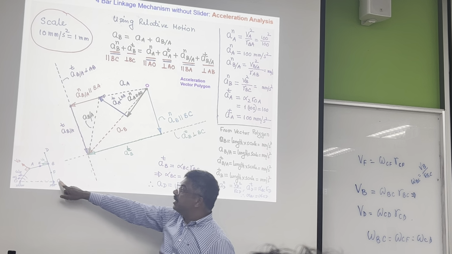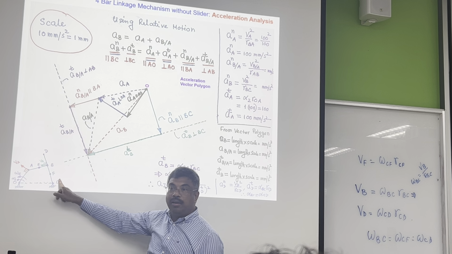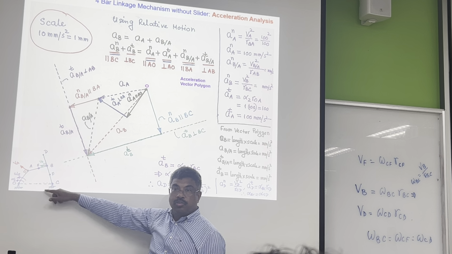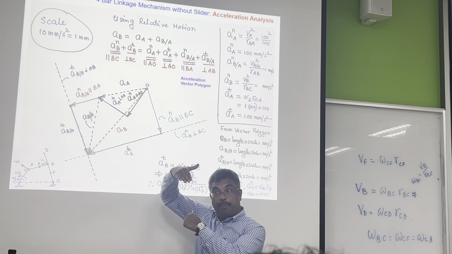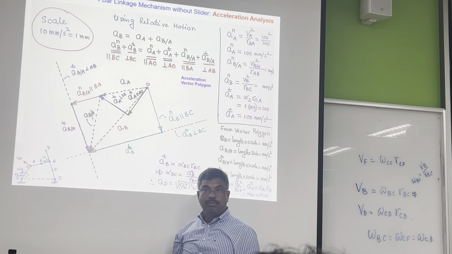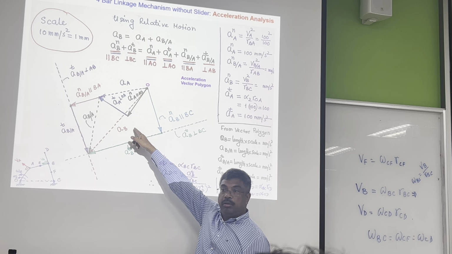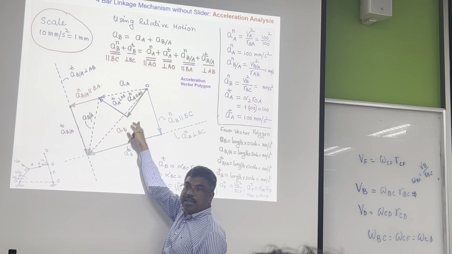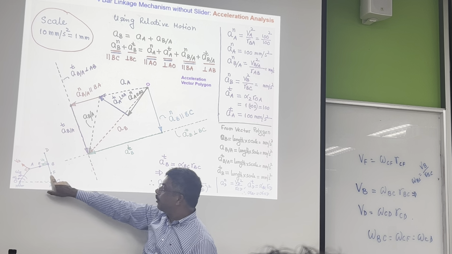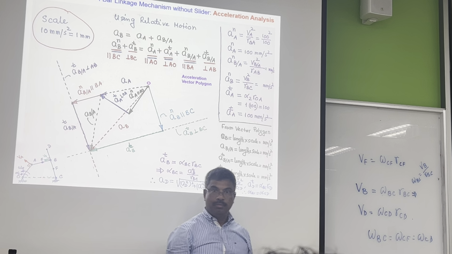And then your tangential component will be alpha BC. Remember that? Because your tangential component will be from there, like that. It will still be perpendicular. It will go like that. You can draw it here. And then you connect this normal and tangential, and that will give you your AF.